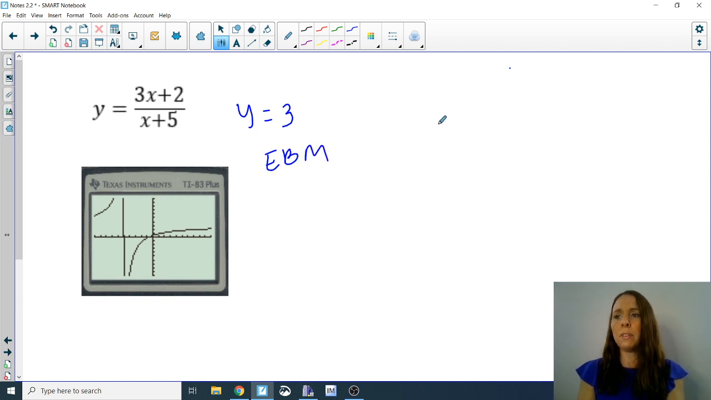Again, an end behavior model is just sort of a simpler function that you can use whenever you are looking at very, very large x and y values for your function instead of values that are close to the origin.